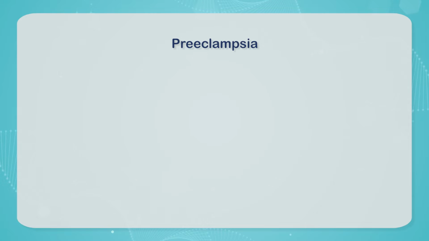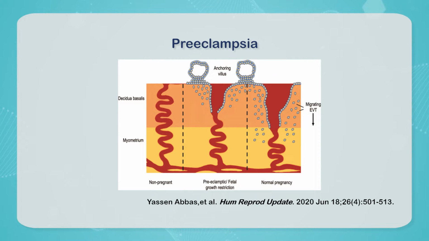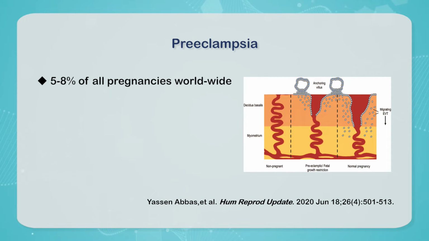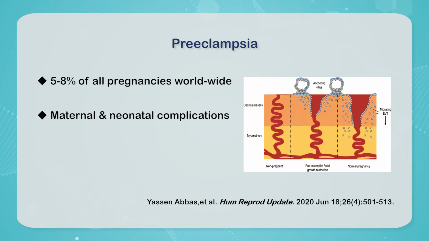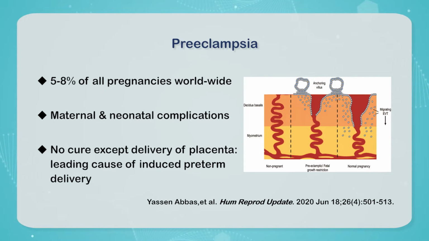Take preeclampsia, for example. It is characterized by de novo development of concurrent high blood pressure and proteinuria after 20 weeks of gestation. It happens in 5 to 8% of pregnancies worldwide. Other than maternal problems, there are also neonatal complications, the most common of which is intrauterine growth restriction. And there is no cure for preeclampsia except delivery. It has been a leading cause of preterm deliveries, maternal and perinatal mortality and morbidity worldwide.